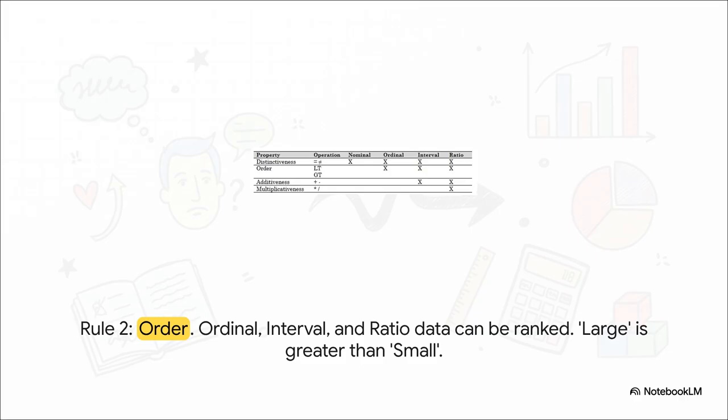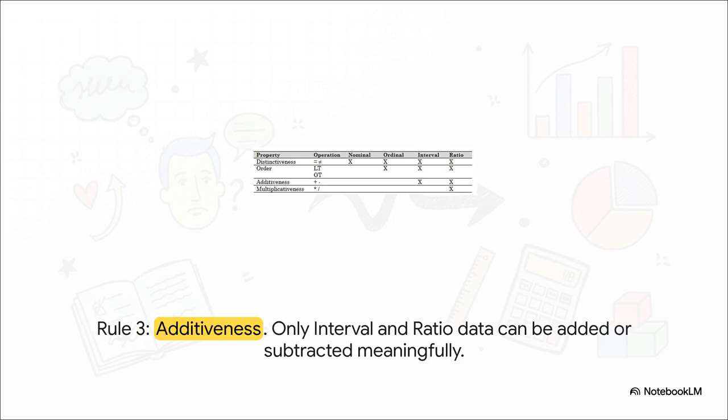A large t-shirt is bigger than a small one. 30 degrees is definitely warmer than 20. Okay, now we get to additiveness, and the rules get even stricter. Whoops, there goes our ordinal data. You can't subtract neutral from agree and get a number that means anything. But you can say the difference between 30 degrees and 20 degrees is exactly 10 degrees. This is for the truly numeric data types.